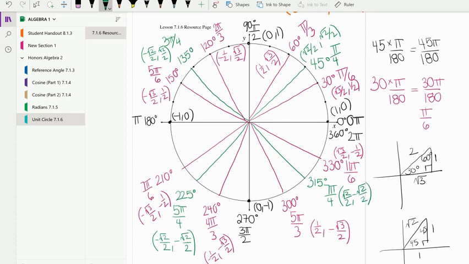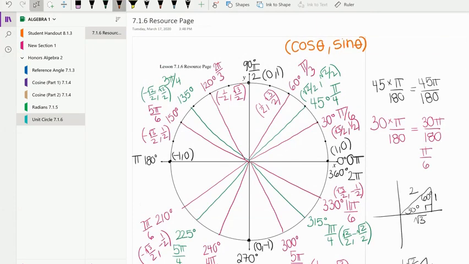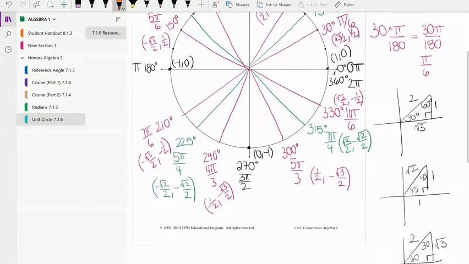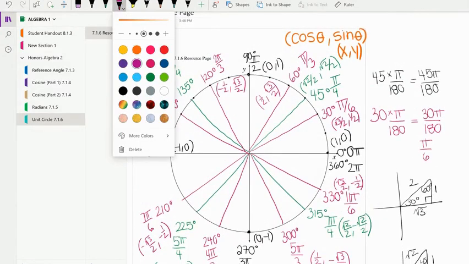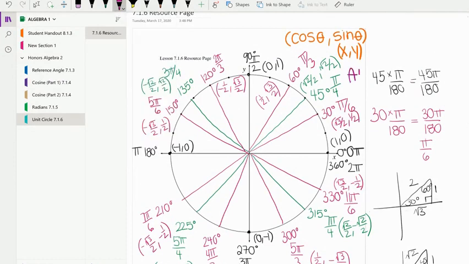So a couple of really important things that you should notice. Obviously, every x value is the cosine of that angle, and every y value is the sine of that angle. So you definitely want to make sure that you have that. So x comma y. The other thing is noticing what's positive and what's negative. So we have this thing, and I'm sure some of you may have heard of it. We call it all students take calculus.